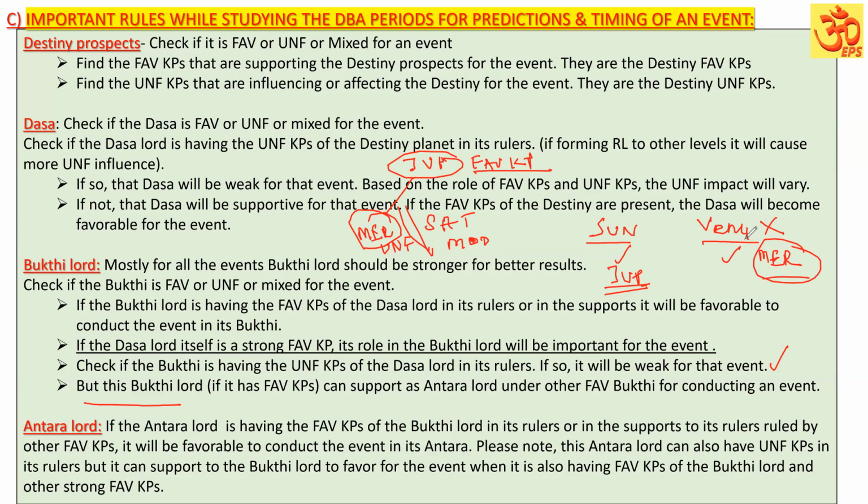But that Venus can be a good key planet, and it can have other favorable key planets of the Dasa Lord, Saturn and Moon also there, and Jupiter also may be playing a role and can give influence to Venus. So Venus has all the favorable key planets and influence of the Dasa and destiny also, but it has an unfavorable key planet of the Dasa Lord, especially at the star level or sub level. It will not be strong enough to act as the Buddhi Lord to conduct the event because it has the unfavorable key planet of the Dasa Lord.